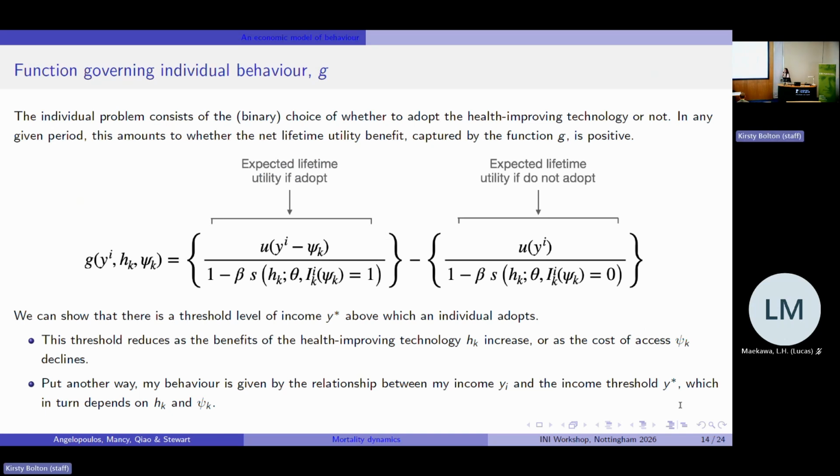Okay, so since we only have the choice to make of whether we adopt or not, the individual problem looks quite straightforward in a sense, because in the previous slide, we had that expression on the right-hand side. I said, don't worry too much about the form of it, but we see it comes up twice in this equation here, G, the individual problem. So this is the expected lifetime utility if I adopt, because I have to pay the cost psi k. And this is my expected lifetime utility if I don't adopt. I don't have psi k.